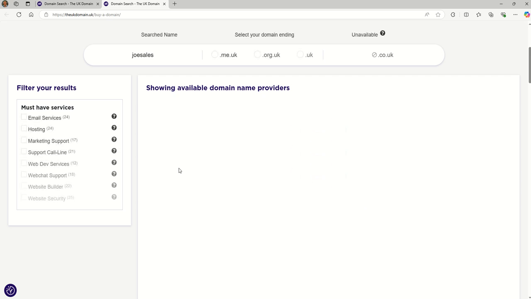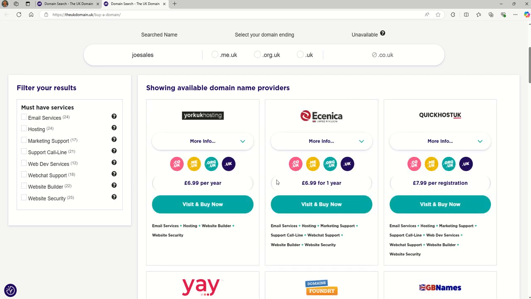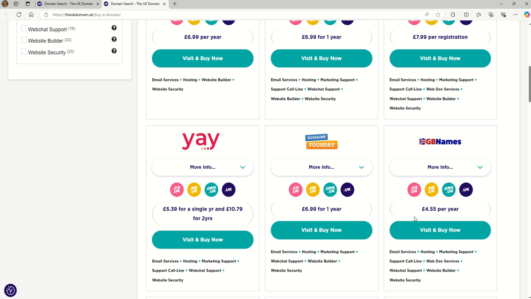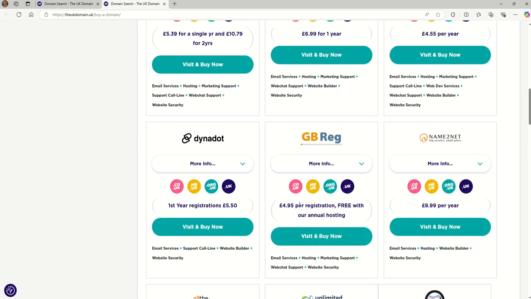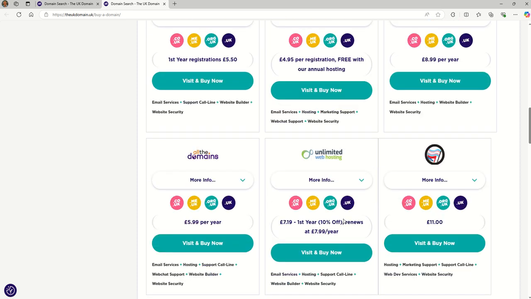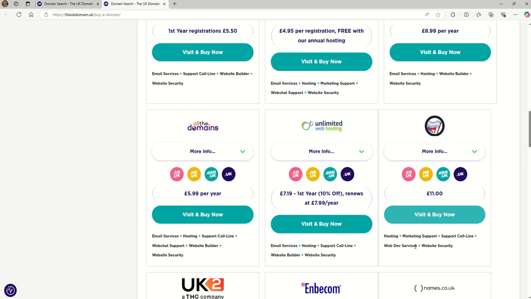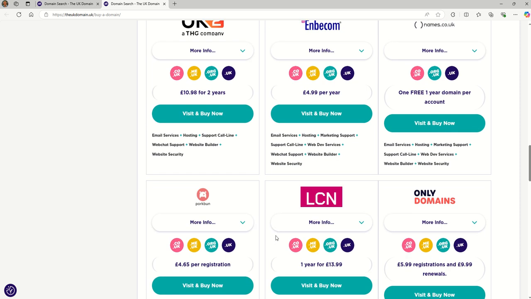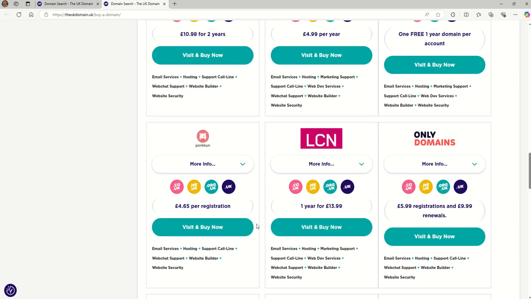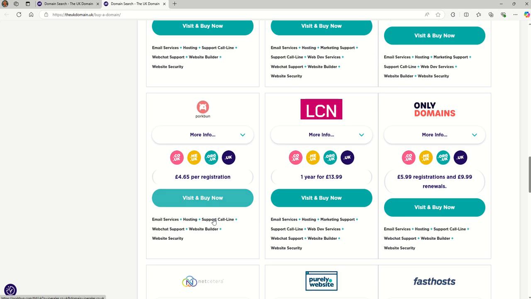Well, not all. It only finds about 10, but it finds a variation in prices. So 6.99 is reasonable. It's not too bad. Some of them might just be a penny or so. It doesn't order them in price order, I'm afraid. So 4.95, that's with free hosting. £11 for your most expensive there. 1 year free. So you'd have to look at the details, but it's like a comparison site. So 4.65 might be reasonable.